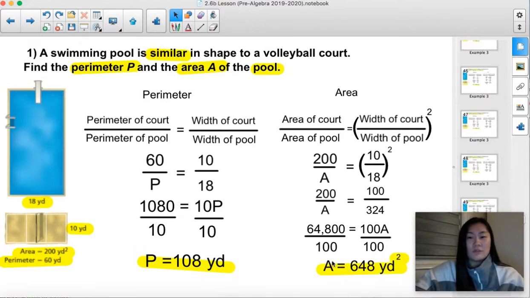And that's really it. So we found the perimeter of the pool and the area of the pool using that the two figures are similar.